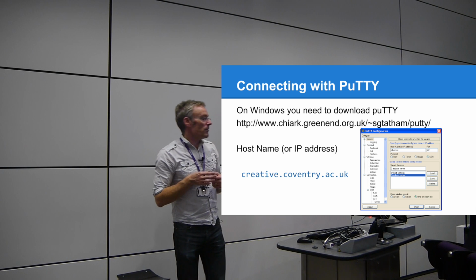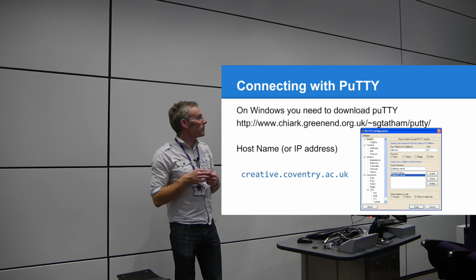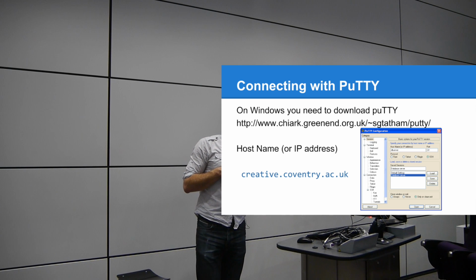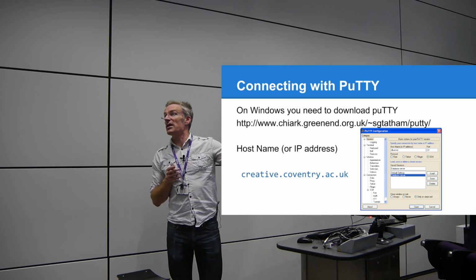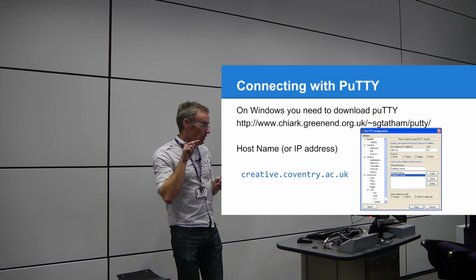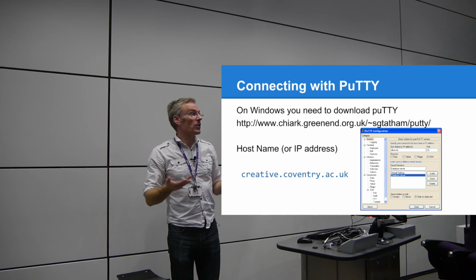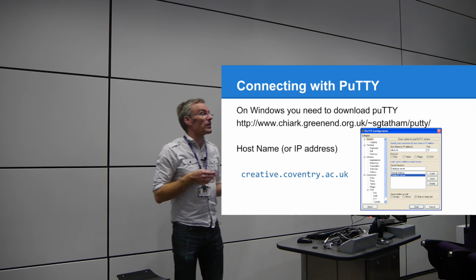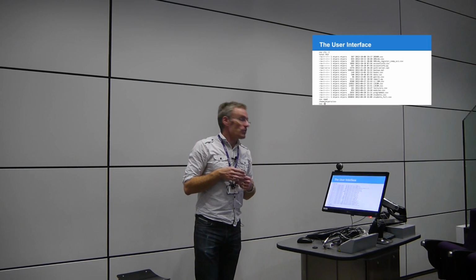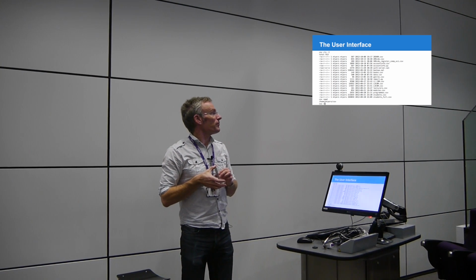If you're on PuTTY, that's what PuTTY looks like. Kind of Windows 3.1. And where it says hostname or IP address, that's where you type your creative.coventry.ac.uk in. And when you click on open, it will then ask you for your username and your password. Okay, so that's how Windows works, and that's the download link. That's what the user interface looks like. That's what you're dealing with.